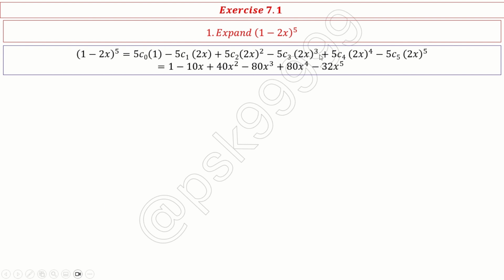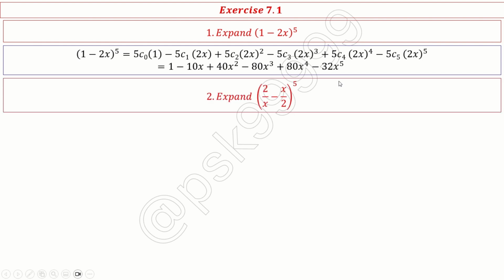So the second term is negative, the fourth term negative, the sixth term negative. This is power 5, so you will have 6 terms. The coefficients are 5C0, 5C1, 5C2, 5C3, 5C4, 5C5. The first term is 1, and 1 to any power is 1. The second term is 2x: 2x power 0, 2x power 1, 2x power 2, 2x power 3, 2x power 4, 2x power 5. You simplify it, and this is the answer you will get.